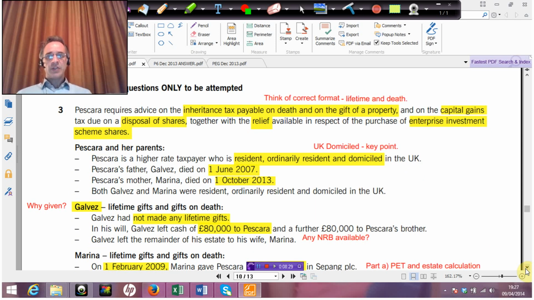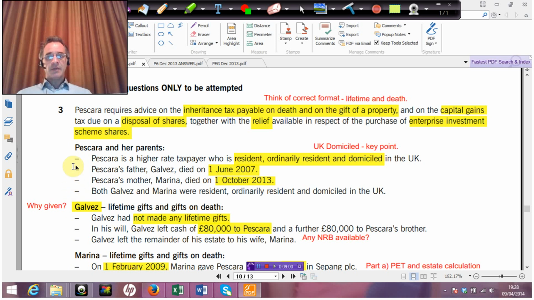Okay, now in relation to the detail of the answer, Pescara and her parents. Now where you have a situation like this, where you have details on deaths of several people, the chances are that there will be a gift from one of those people, if not both of them, to the main party involved, in other words, Pescara. Okay, and that indeed is what happens within this question, because there's a gift from Marina to Pescara.